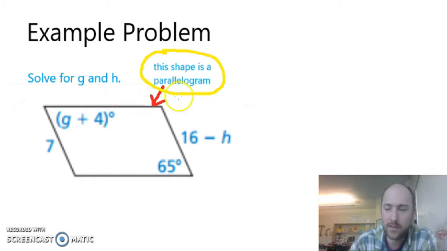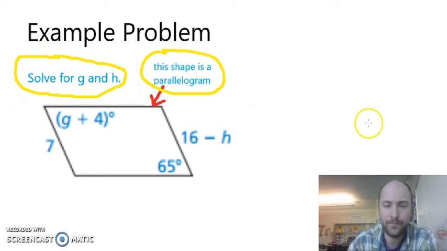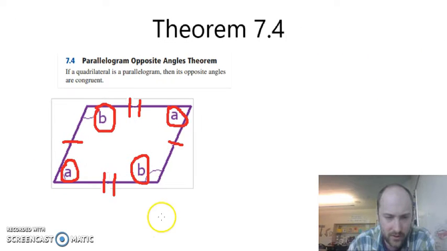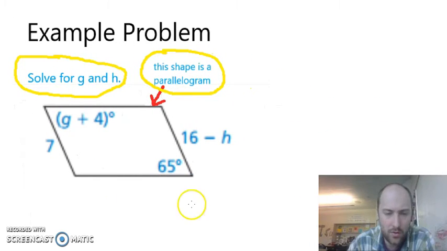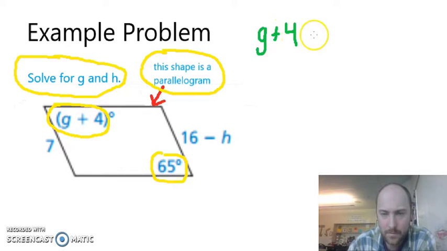And of course, it's asking us to solve for the unknowns, the variables g and h in this case. So all we need to know is what are the relationships we have. So Theorem 7.4 tells us that our opposite angles are equal. So these two angles, 65 degrees on this side, and on this side, g plus 4 degrees, must be equal. So let me change my pen color to something nice. Let's go green. So g plus 4 must be congruent to 65.